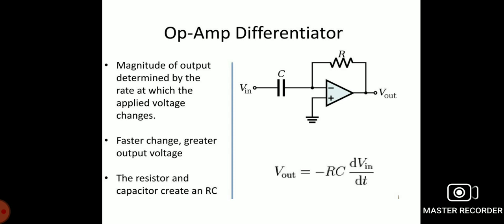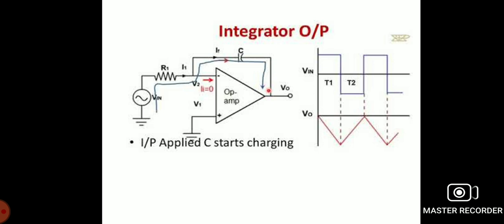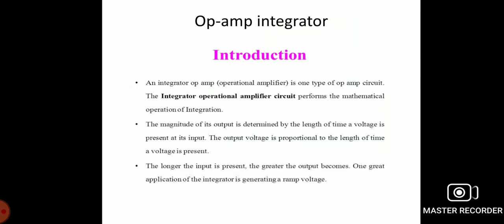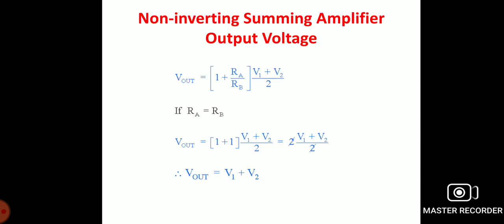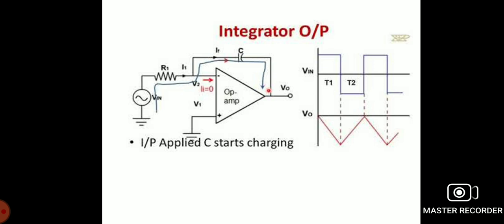Now we can discuss the integrator. The op-amp integrator: an integrator is an electronic circuit that produces an output that is the integration of the applied input. An operational amplifier based integrator produces an output which is an integral of the input voltage applied to the inverting terminal. This is the circuit of an operational amplifier based integrator, and this is the feedback resistance.